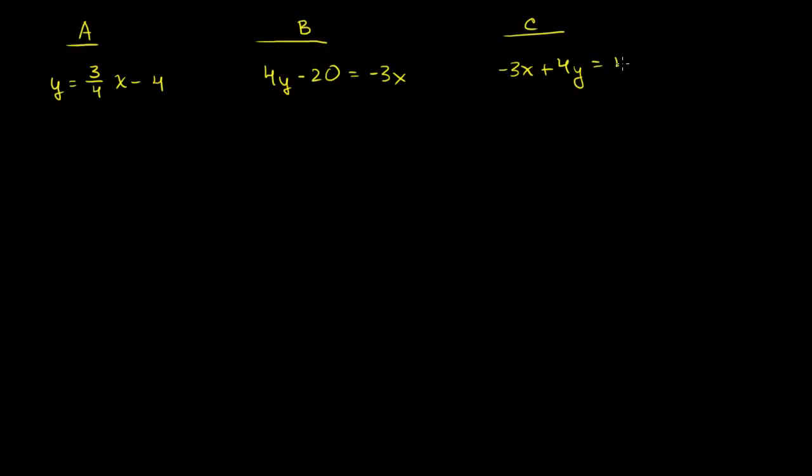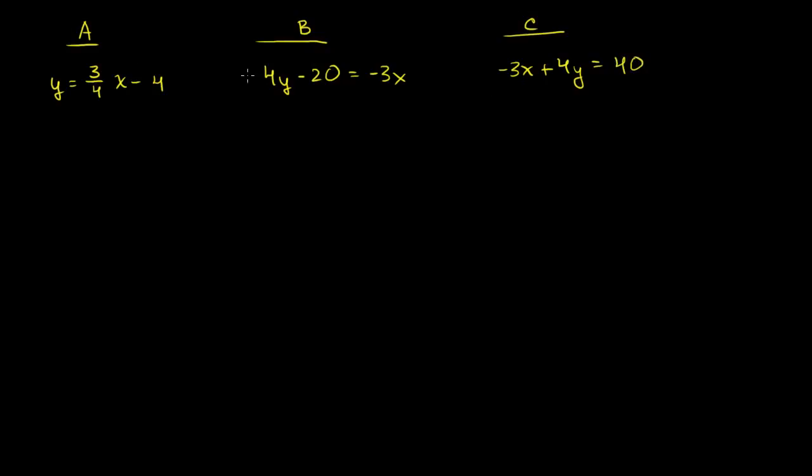We have three lines, and we have to figure out which of the three are parallel. So line A, it can't be parallel on its own, it has to be parallel to another of the three lines. The equation for line A is y is equal to 3/4 x minus 4. Line B is 4y minus 20 is equal to negative 3x. And then line C is negative 3x plus 4y is equal to 40.